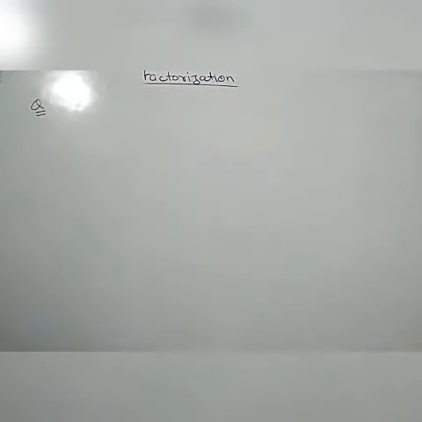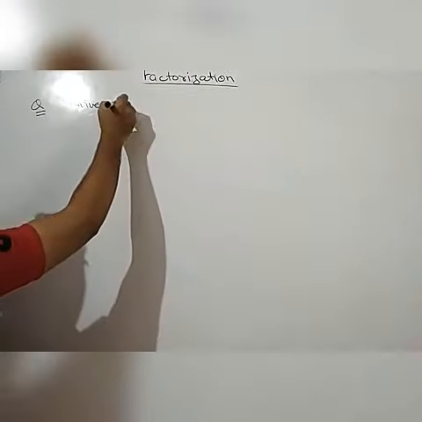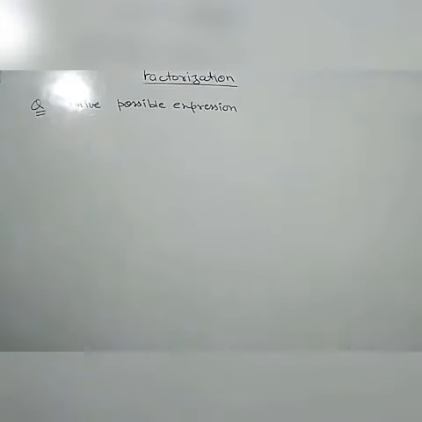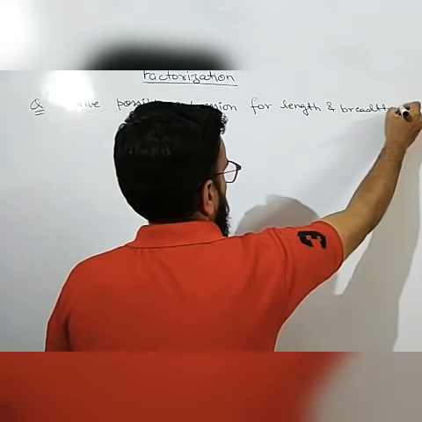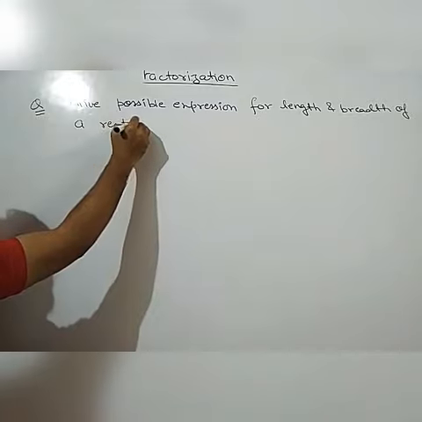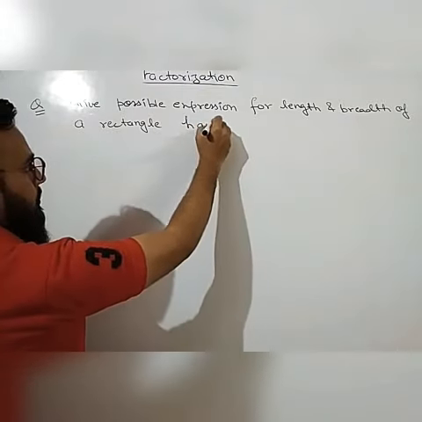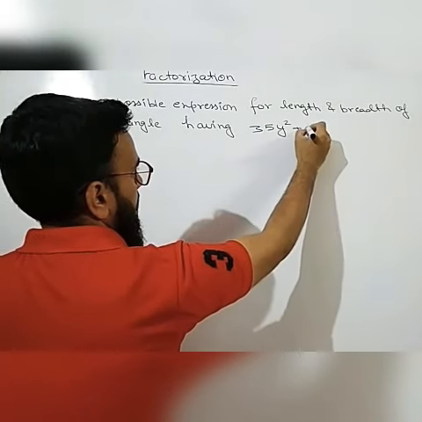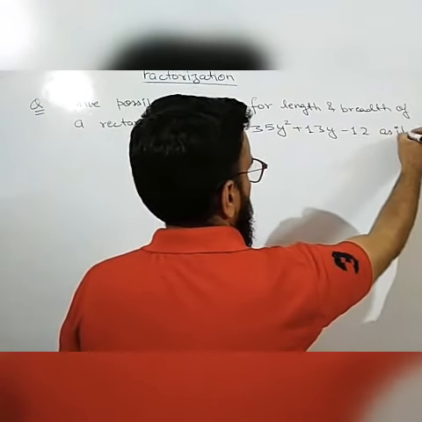The next question is a word problem. The question is, give possible expression for length and width of a rectangle having 35y square plus 13y minus 12 as its area.